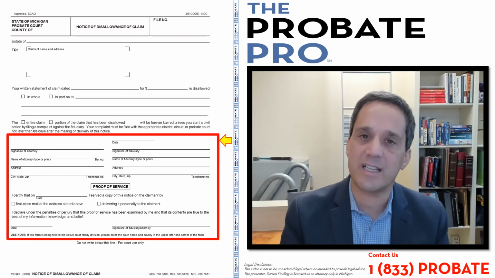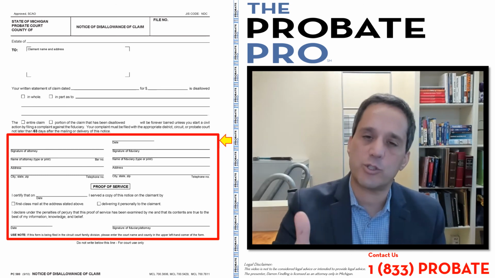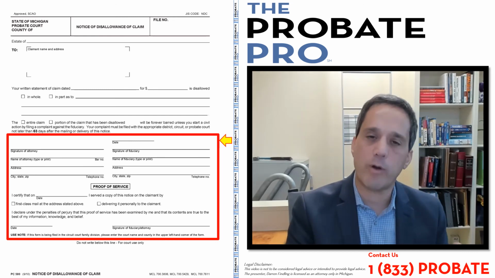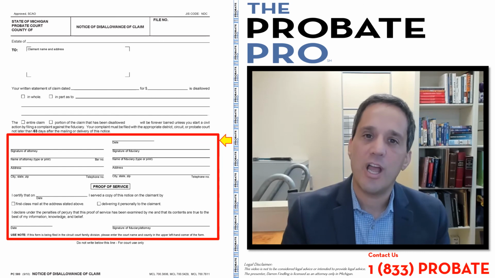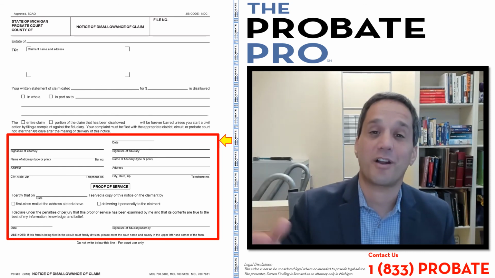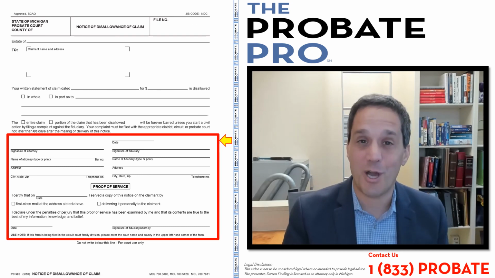But the notice of disallowance of claim is really a critical, important form in the effective administration of an estate to bar creditors, so that when you're done administering the estate, you can be assured that you don't have creditors that are going to come out of the woodwork and claim that you failed to give them appropriate notice.